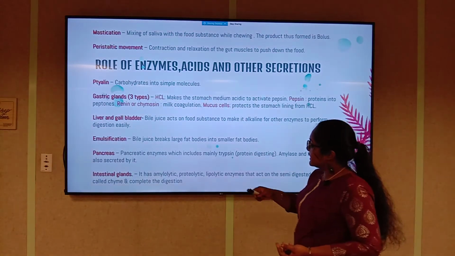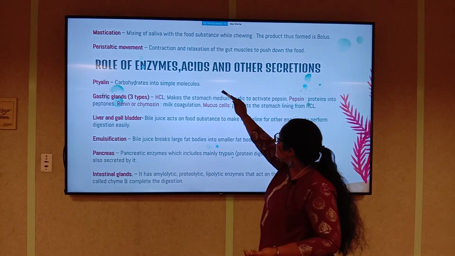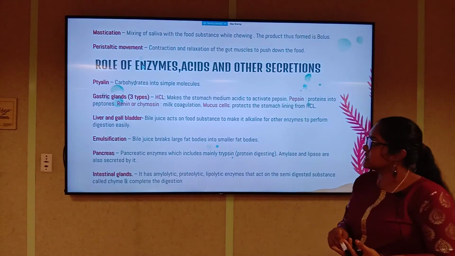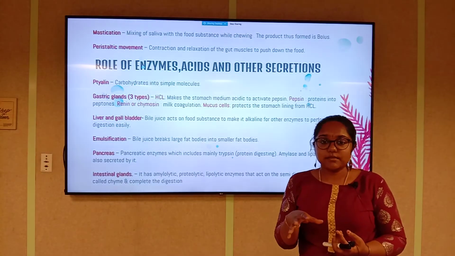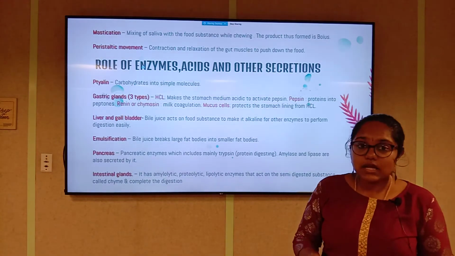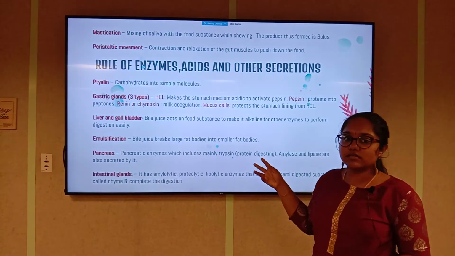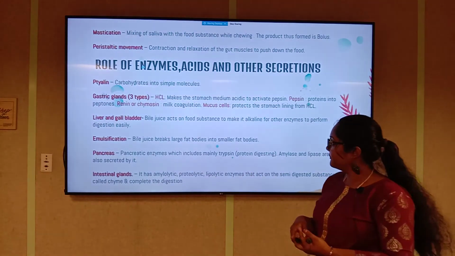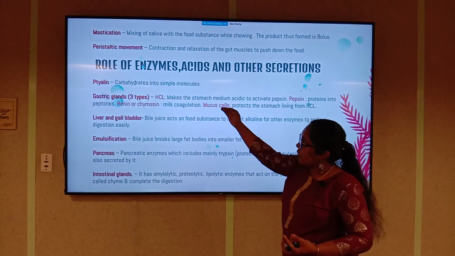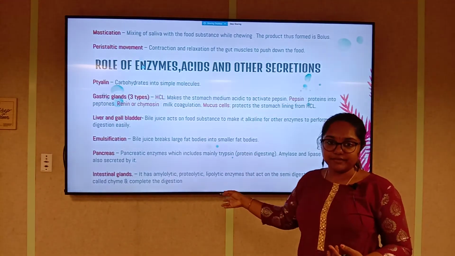Let's move to the next topic, that is the role of enzymes, acids and other secretions. See, our digestive system releases some enzymes, some acids and some other secretions I mentioned, that includes juices and all that. Clear? Starting, see, I have written in an order the way the diagram is given.